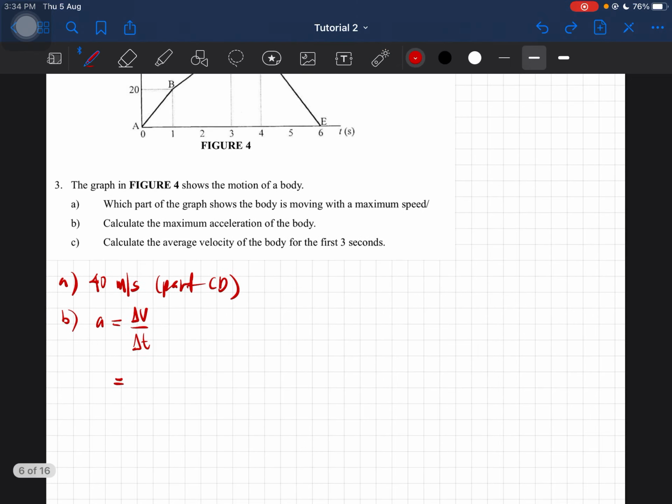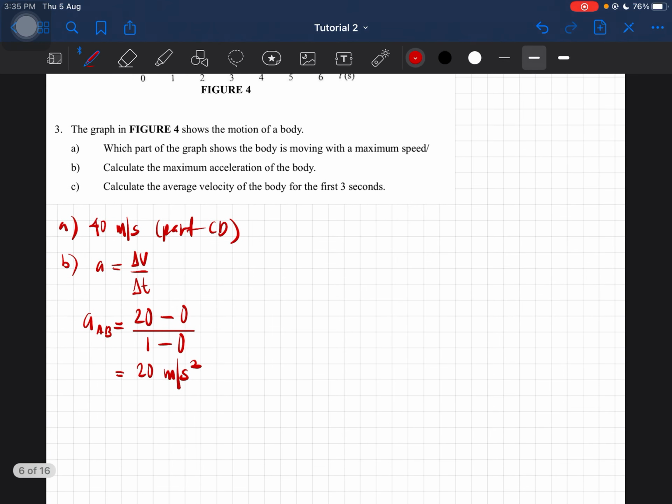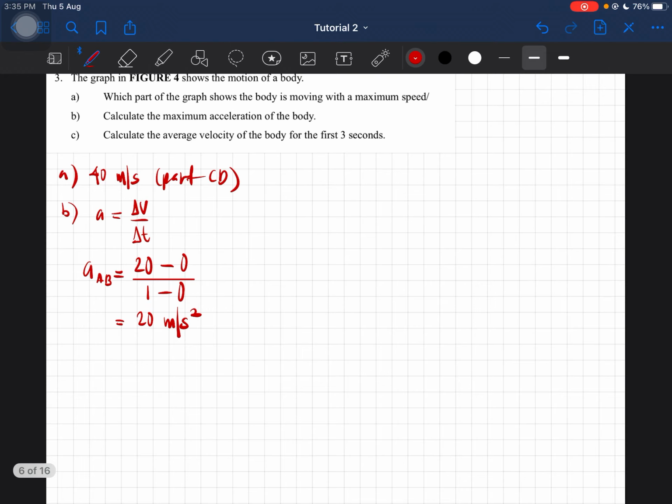Okay, so acceleration at point A to B is 20 minus 0 over dengan 1 minus 0. So 20 divided by 1 is just 20 meter per second square. So that is the maximum acceleration of the motion.